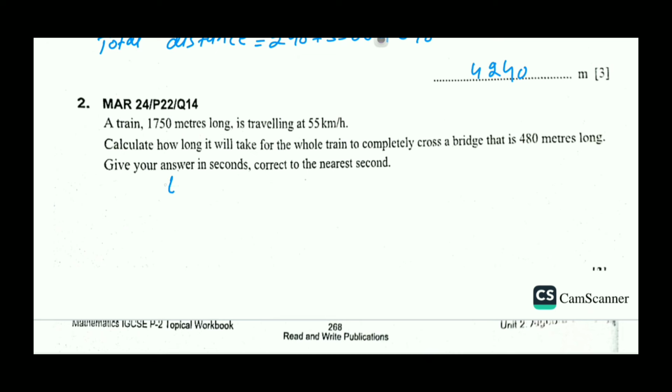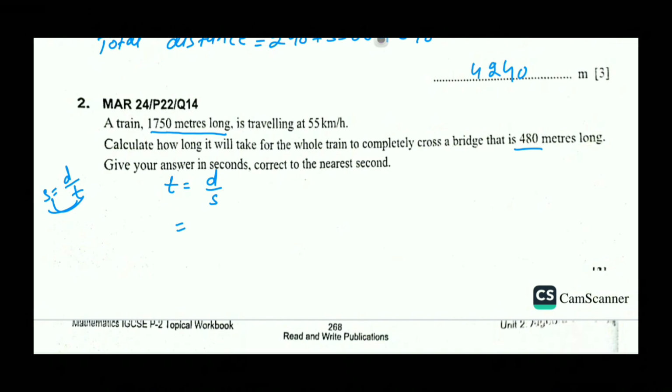So what is the formula of time? Time is distance over speed. You have to remember the formula of speed: speed is equal to distance over time. So you can find the formula of time from here. Time will go there and speed will come here, so it will be distance over speed. What is the distance? In this type of question, distance will be the length of the train and the length of the bridge as well. So you will add these lengths.